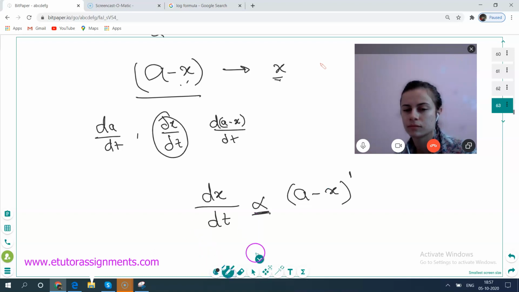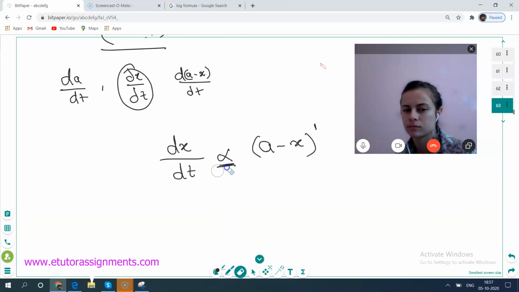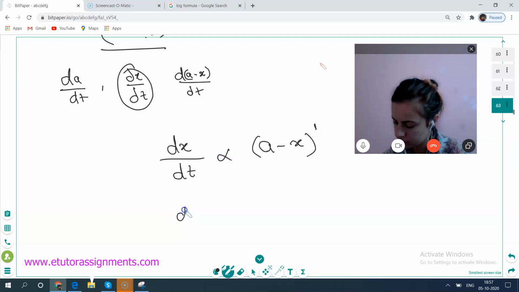I want to remove this proportionality constant. What do I have to do? Please tell me. You need to put k, the constant. Because anything proportional, we have to write dx by dt is equal to k (a minus x).